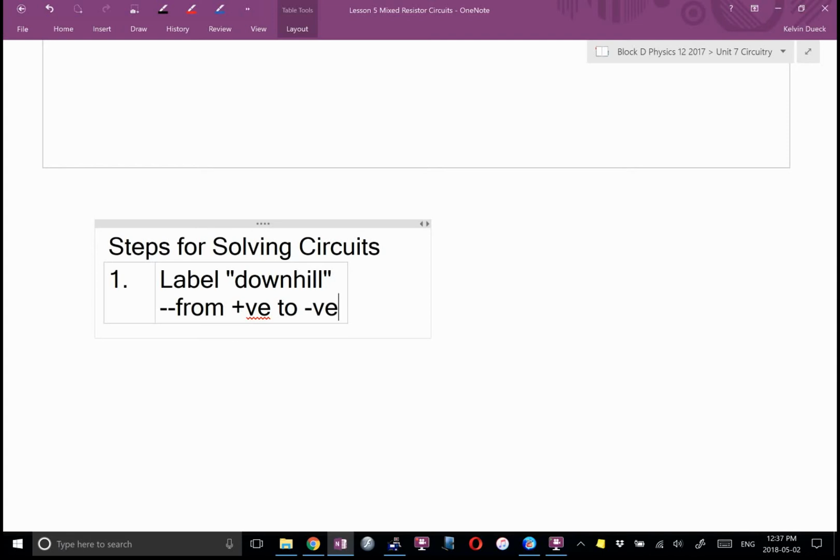Why do I do that? Now, eventually you'll probably stop doing that because you'll get in the habit of always just moving your eyes downhill. But I like to write something down, I feel better. Okay?